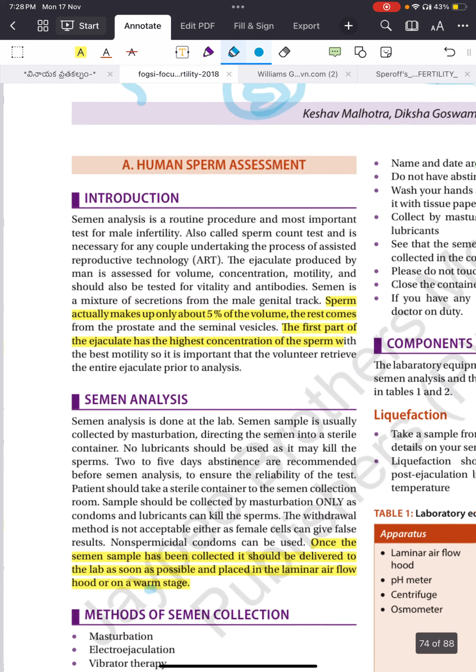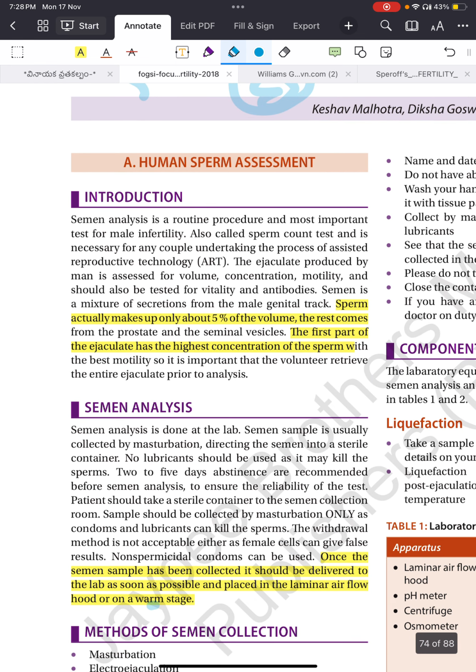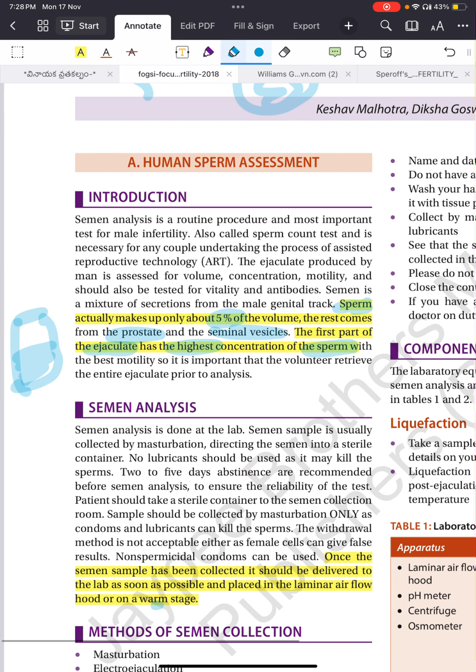So first, an introduction. In a semen sample, only 5% of the volume is sperm. Everything else is liquid, which is produced by the prostate gland and seminal vesicles. The first part of the ejaculate has the highest concentration of sperm, so it is better to give the sample from the early part of ejaculation for semen analysis.